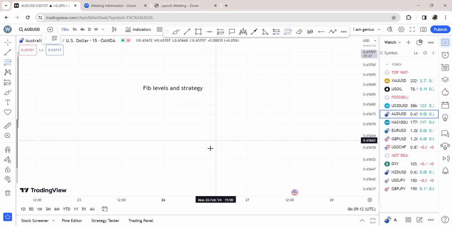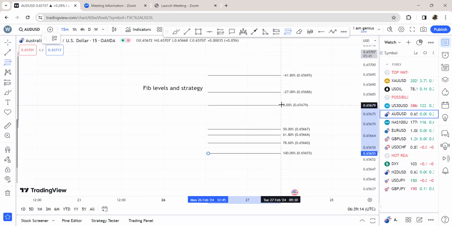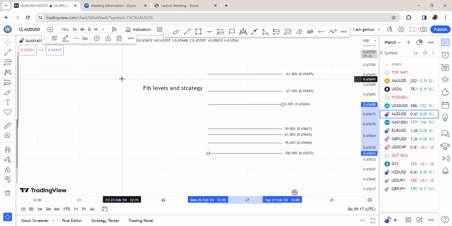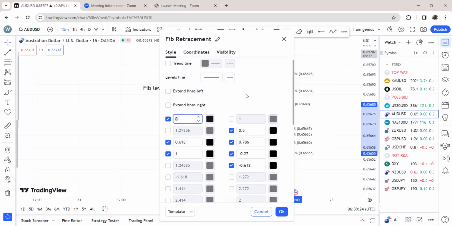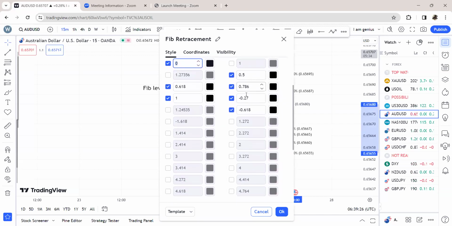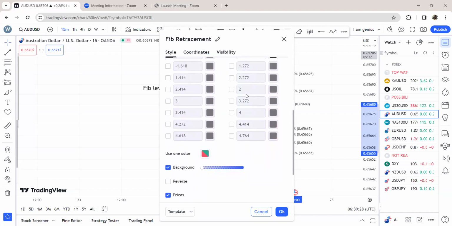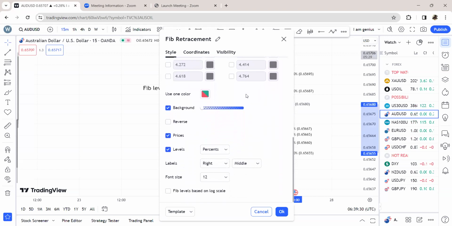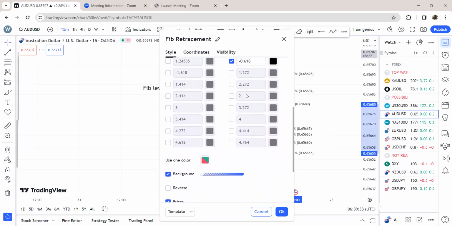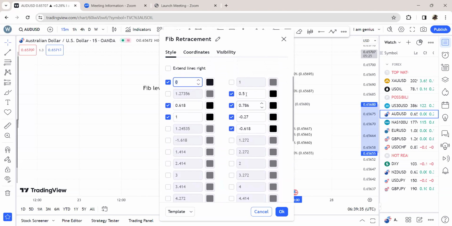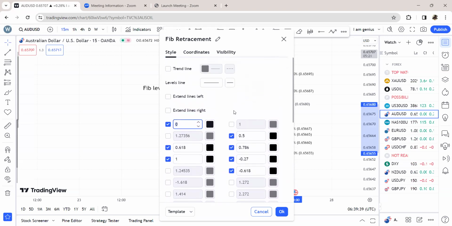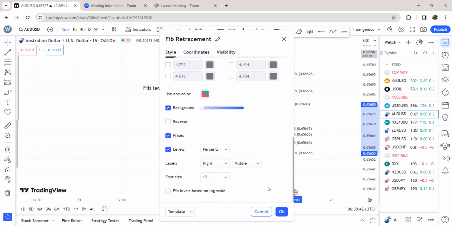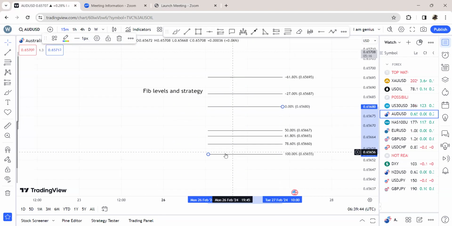So this is the Fibonacci. I can go into my settings. Yeah, so you can pause the video and copy my settings, these ones. These are my settings. You can pause and then take a screenshot and then use these settings. If you're done, then we'll leave it at that.